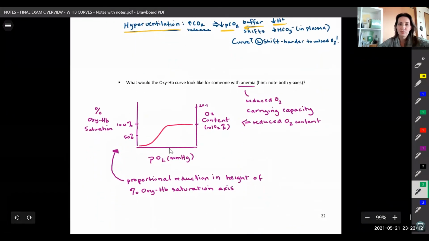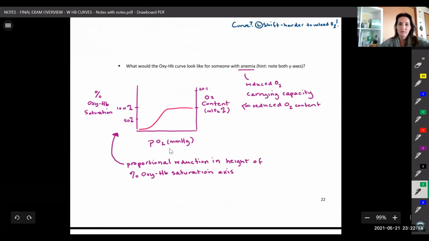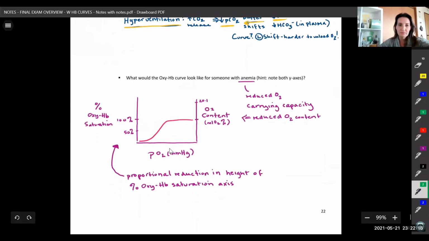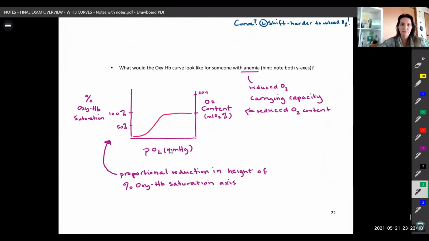The last 2 points here that I have refer to diagrams. And I've drawn some examples of these diagrams here. One was, I want you to think about what the oxyhemoglobin curve would look like for somebody who has anemia. So I mentioned that earlier, that we come back to an actual diagram of this. I want you to think about both axes. With anemia, that individual by definition has a reduced oxygen carrying capacity. That means that they have reduced O2 content.